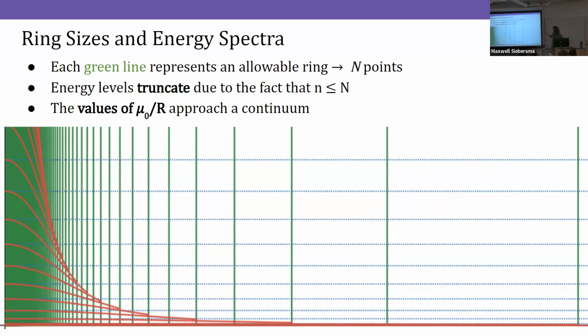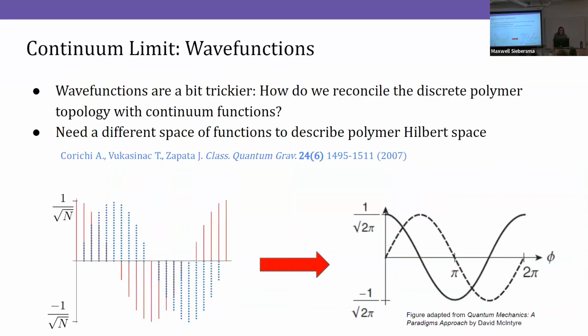Finally, we can also see that as mu naught over r goes to zero, the allowable ring sizes, like this spacing of ring size A minus ring size B, goes to zero in the continuum limit, which is what we would expect to see from the discrete space approaching a continuum. That's the blob of green lines at the end.